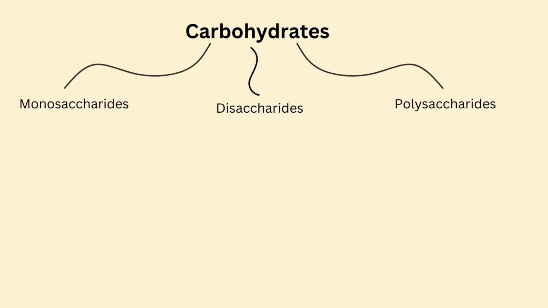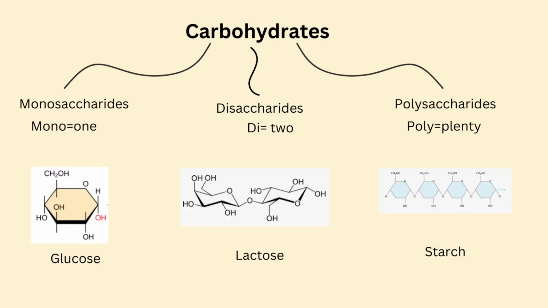Carbohydrates can be monosaccharides, disaccharides, or polysaccharides. Remember, mono means one, di means two, and poly means plenty. Saccharide means sugar. Glucose is a monosaccharide because it has just one unit of sugar. Lactose, which is found in milk, is a disaccharide because it has 2 units of sugar. An enzyme called lactase breaks up lactose. People who are lactose intolerant don't have enough lactase in their bodies, and so they can't break down the sugar present in milk. Starch is a polysaccharide because it is actually made up of several units of glucose.